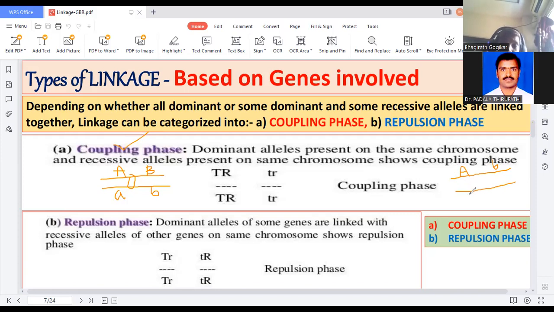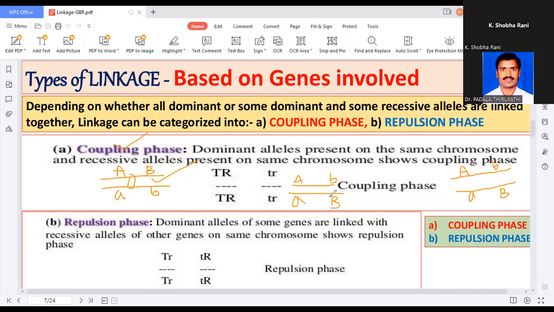So here what we are explaining, capital A, small a is there, but here capital B is there. This is called transposition. దీన్నేమో cis position అంటాం, దీన్నేమంటాం transposition అంటాం. So transposition and cis position explain the coupling phase as well as the repulsion phase. So just you can go through this one. This is the trans. Trans ante the two dominant genes brought to the gametes by different parents. Here the two dominant genes are brought to the gametes by a single parent.